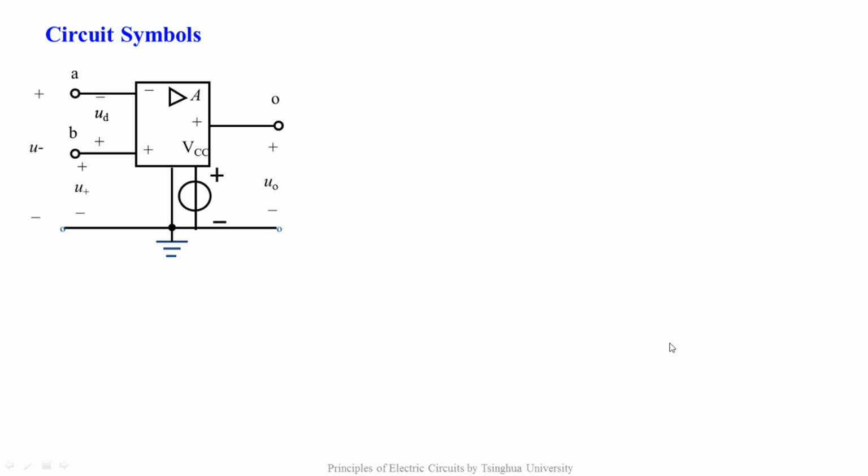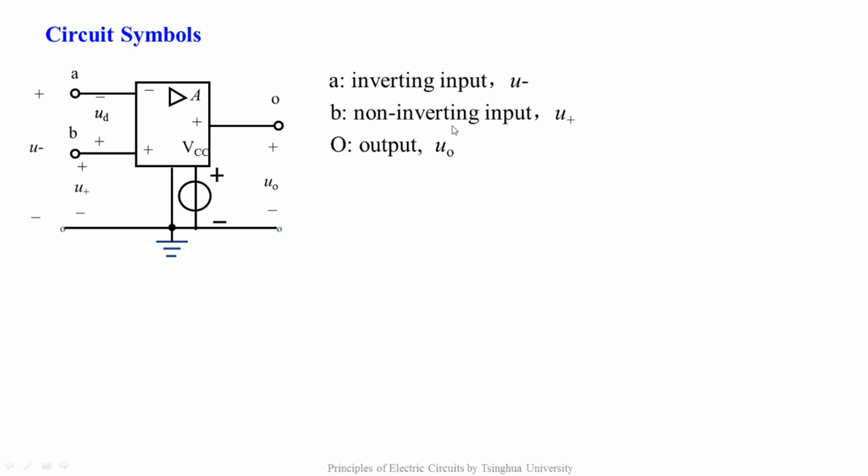Corresponding to the real op-amp's terminals, the circuit symbol has the inverting input terminal A, the non-inverting input terminal B, the output terminal O, the power supply terminals VCC, and the ground terminal. We can also see this triangle in the circuit symbol. It means the signal flow is one way inside the op-amp. It can only flow from the input to the output and cannot flow reversely.